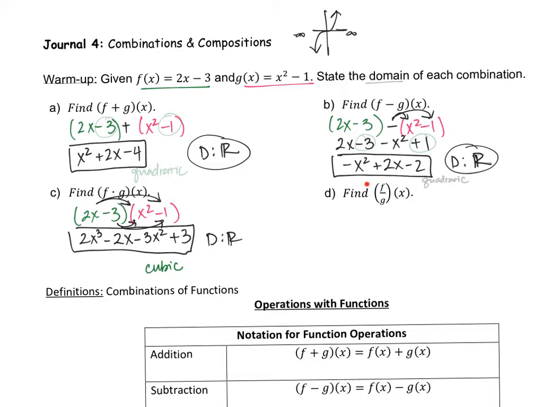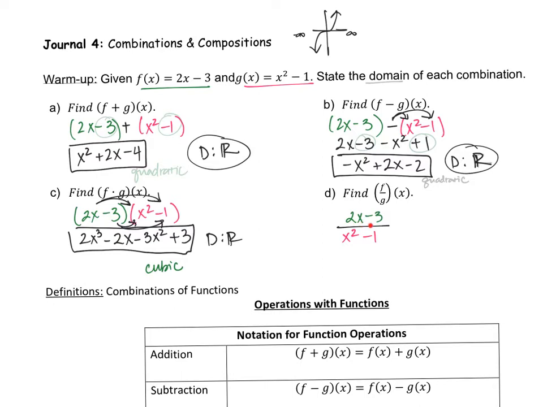Okay, let's take a look at this next one here. So this next one is f divided by g. So let's take our f here, 2x minus 3. And we're going to divide that by our g, which is x squared minus 1. Now, in this case I can't really simplify any further because there's nothing for me to cancel out.